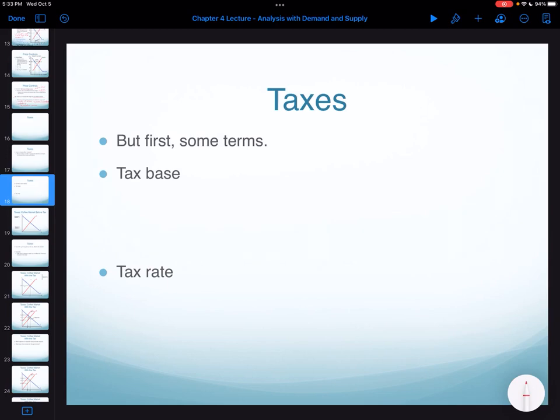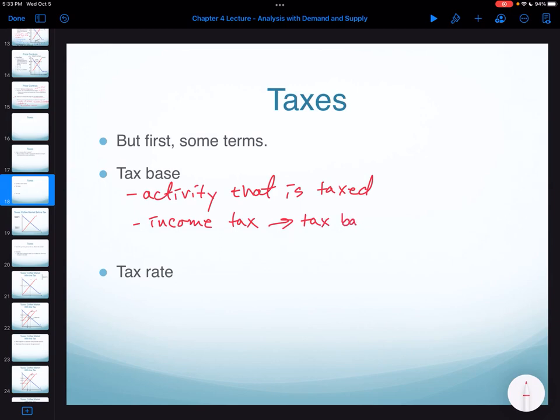and then we're going to start to go through the analysis, okay? Whenever we're talking about taxes, we have to understand who's being taxed, and that's what we talk about with a tax base, right? This is the activity that is taxed, okay? So for example, if it's an income tax, then the tax base is basically workers, people earning income, okay?